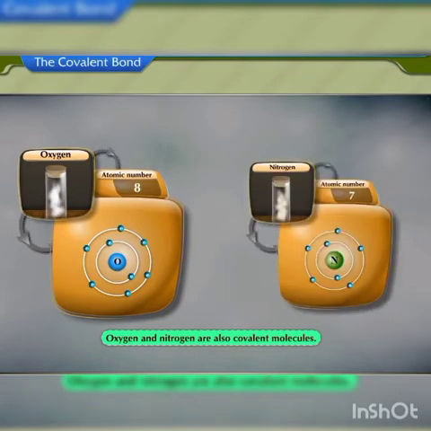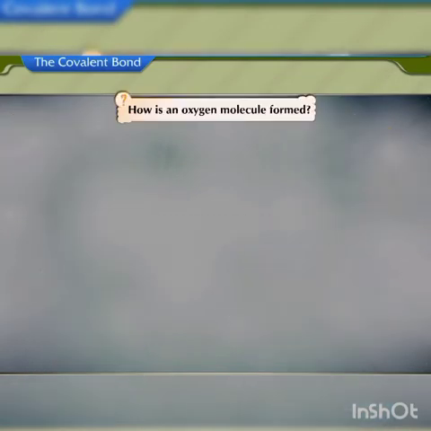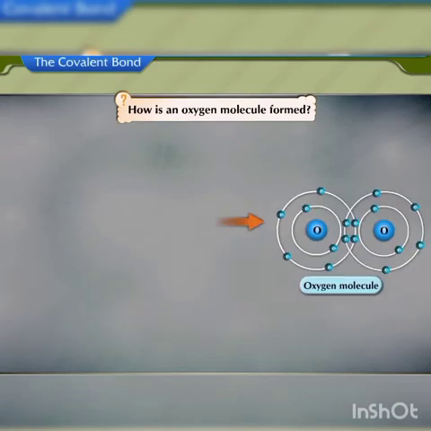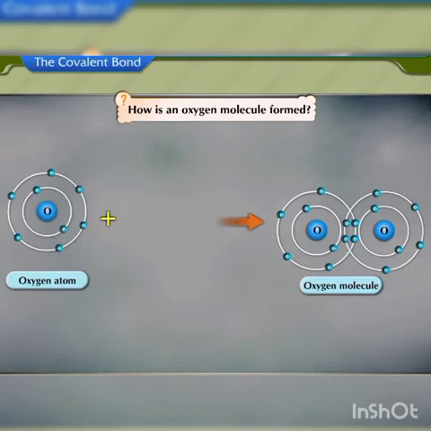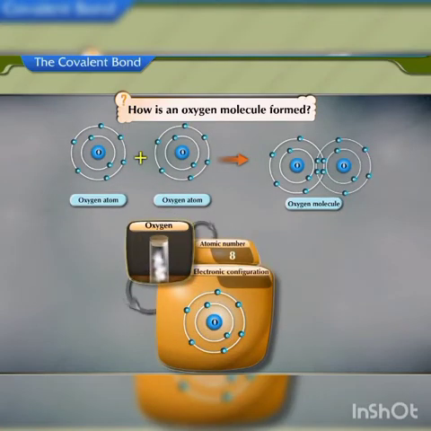Oxygen and nitrogen are also covalent molecules. How is an oxygen molecule formed? An oxygen molecule is formed by the combination of 2 oxygen atoms. The atomic number of oxygen is 8. The electronic configuration is 2, 6. An oxygen atom requires 2 electrons to complete its octet.